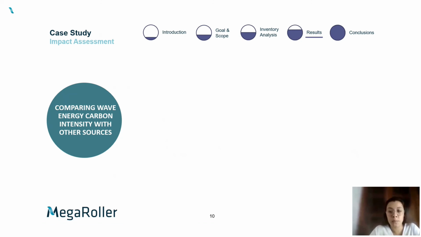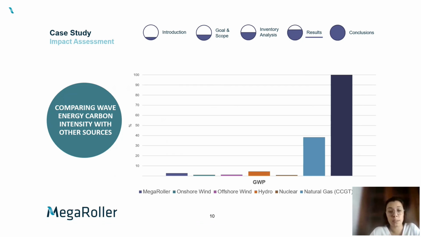Finally, we used previous studies to compare our results for wave energy carbon intensity with other sources. And although onshore and offshore wind are still in the front line, wave energy, as you can see, is still among the sources with better results in terms of carbon intensity.